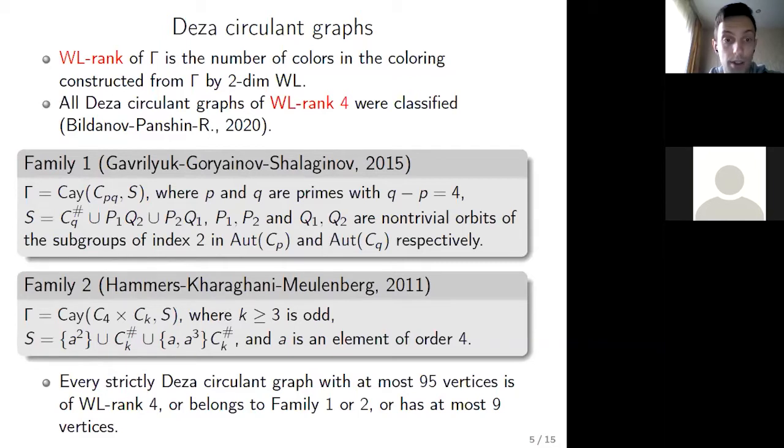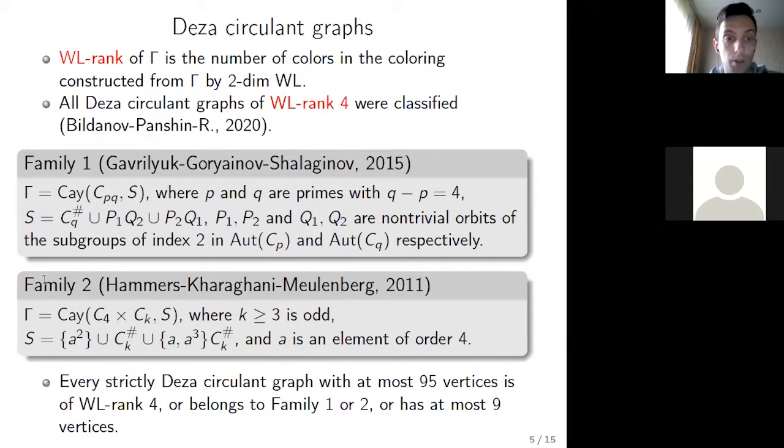And the connection set can be constructed as follows. The set S: we choose an element of order 4, say A, from our group, and S is a union of the following sets. The set consisting of A squared, the whole 2-subgroup without identity, and the set consisting of A and A cubed, multiplied by the 2-subgroup without identity.